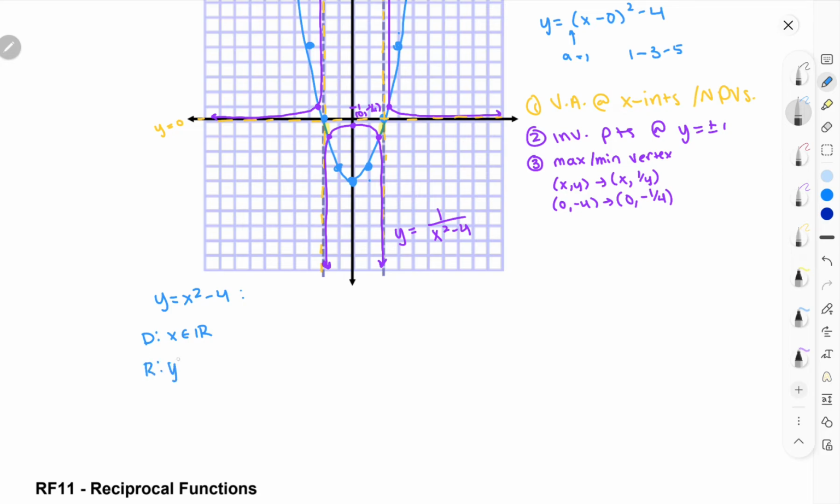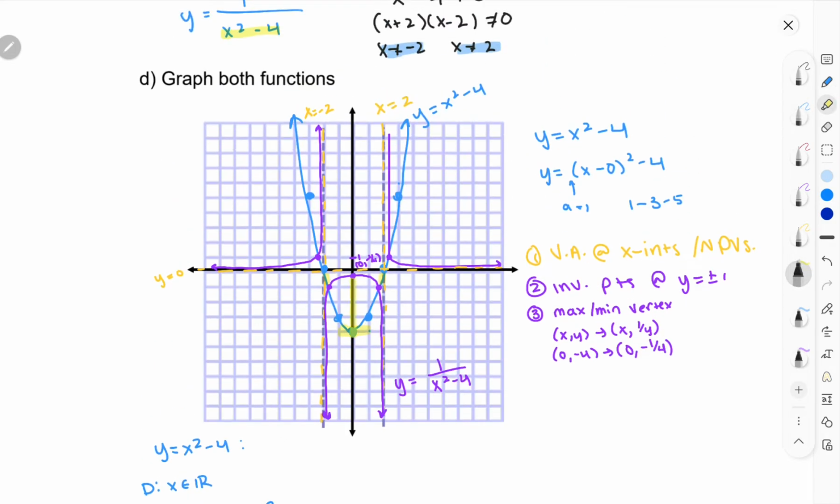The range was all of those values that were greater than my minimum, right? -4 and above, right? Because I had that lowest value at -4, and I just continued to increase along my y values, and it went up forever and ever.